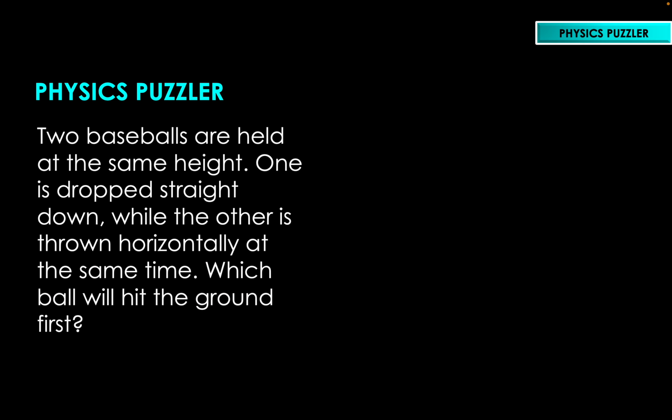But before we begin, I have here a physics puzzler that I want you to try answering using your wild guess or prior knowledge. It says here, two baseballs are held at the same height. One is dropped straight down while the other is thrown horizontally at the same time. Which ball will hit the ground first? Feel free to pause this video at this point and take a guess.